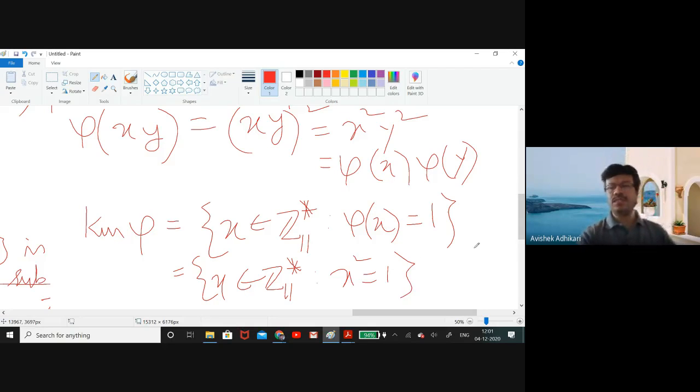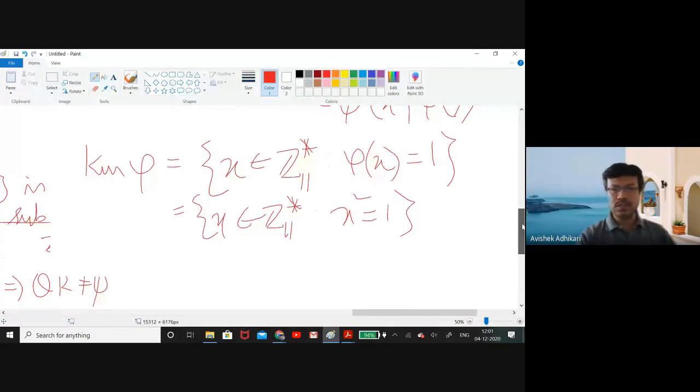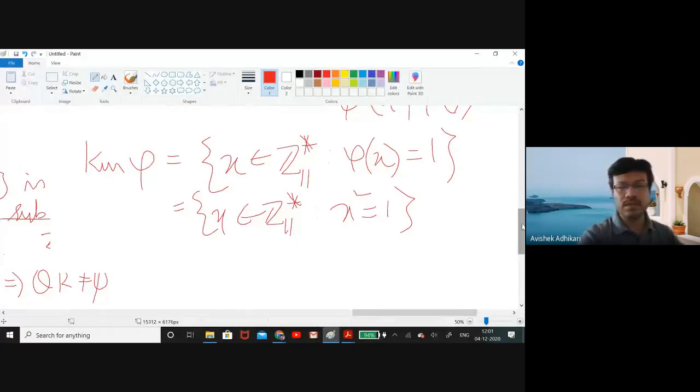Just now we have seen that x squared congruent to 1 mod p has exactly two solutions. That means it should be plus and minus 1. So they are all classes, right? I'm just dropping the class notation. That means the cardinality is this.